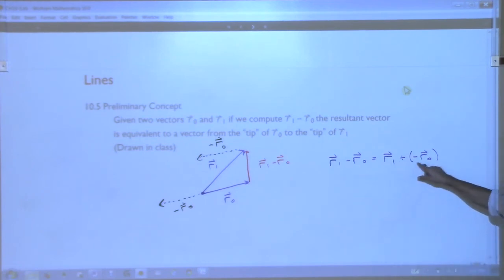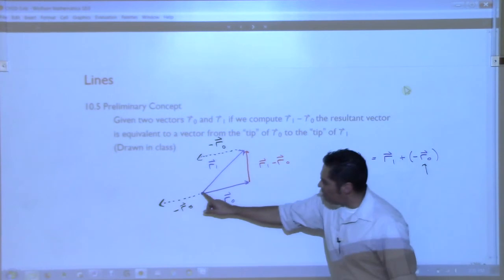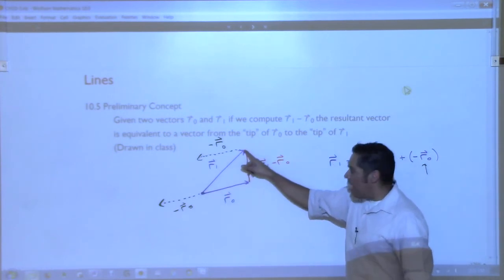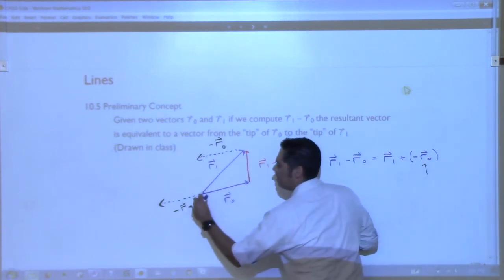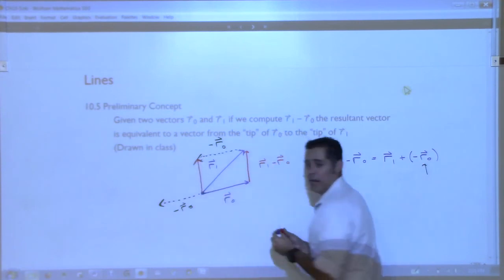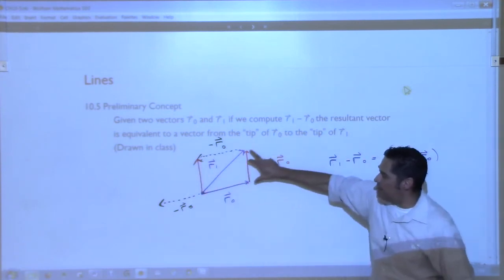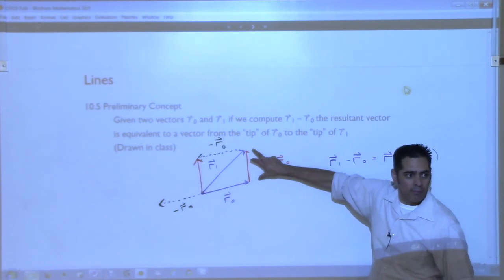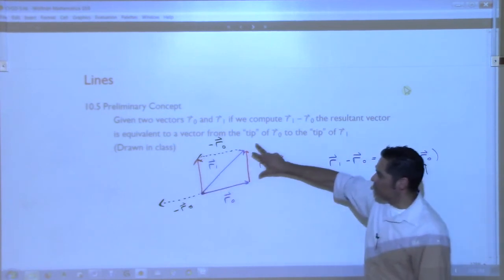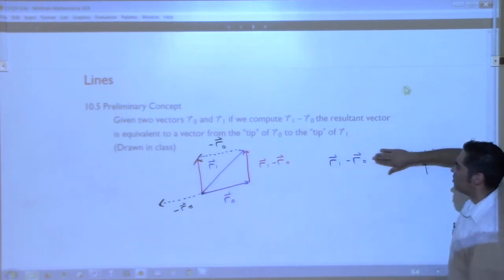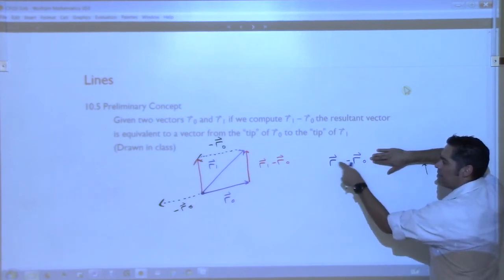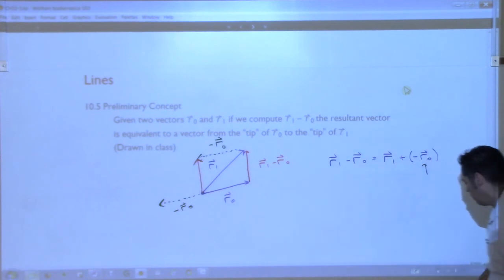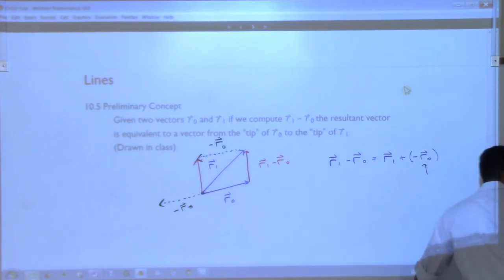So R1 plus negative R0 would mean start here, go through R1, then add to it negative R0, you would end up here. So the result of that would be like starting here and going up there. Agreed? And that vector is the same as that vector. Is that good enough for you? Sure? Okay. Because I can just slide that over. So if you have two vectors and you want to subtract the two vectors, the result is just the vector going from the tip of that to the tip of that. All right, I need that to be able to do what I want to do next.